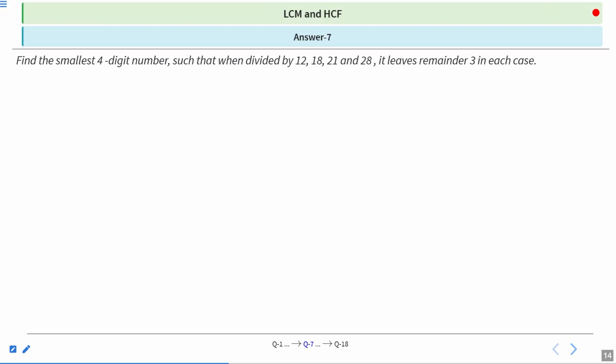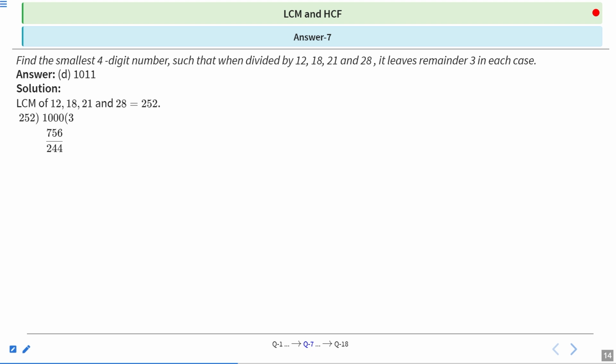So we have to find the smallest four-digit number so that when we divide that number by 12, 18, 21, and 28, the remainder every time is 3. The correct answer is option D, 1011. Now let's have a look at the solution. So the LCM of 12, 18, 21, and 28 is 252. That means 252 is the number which on dividing by 12, 18, 21, and 28 leaves no remainder, that is, it is completely divisible by these numbers.